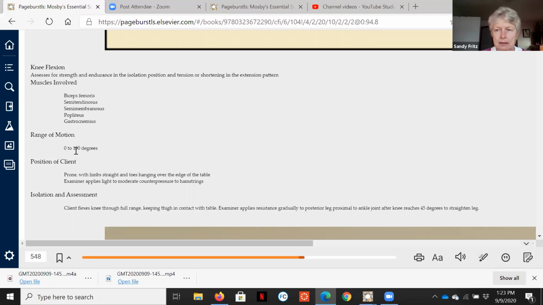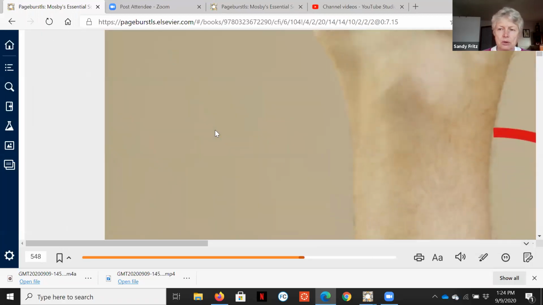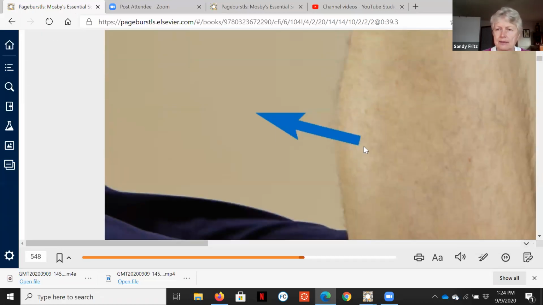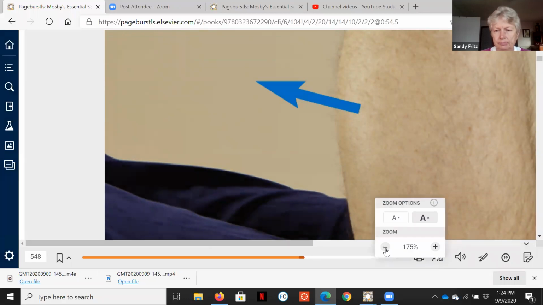This would be the end of it. This would be the most range you could get. And you don't usually want to assess at end range. Then it tells you how to position the client. And then it's going to tell you how to assess this. So the blue arrow is the direction that the client is moving. Let me get this down again.